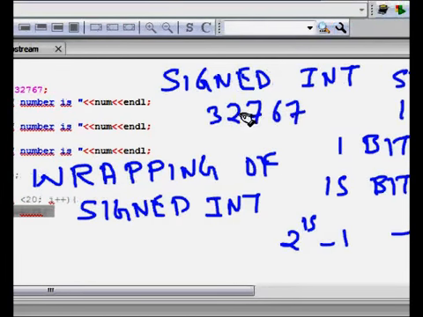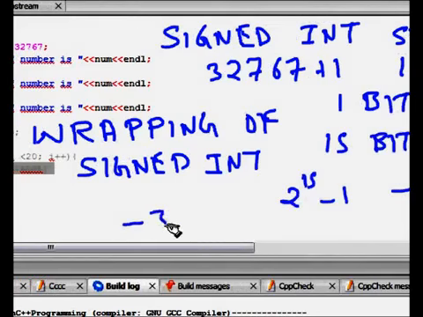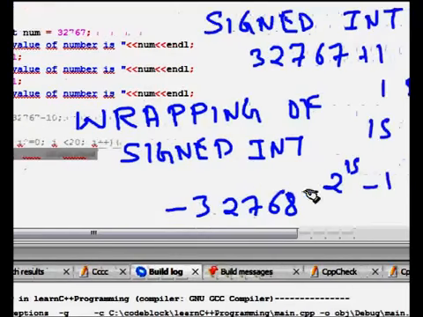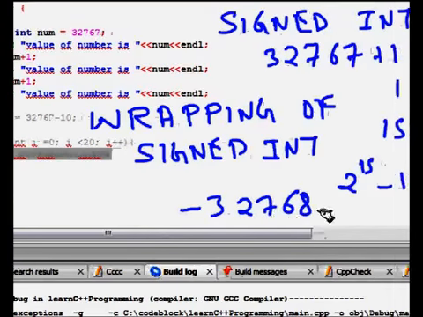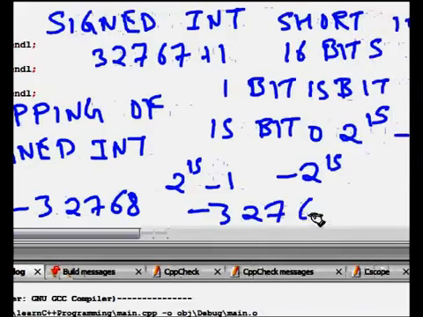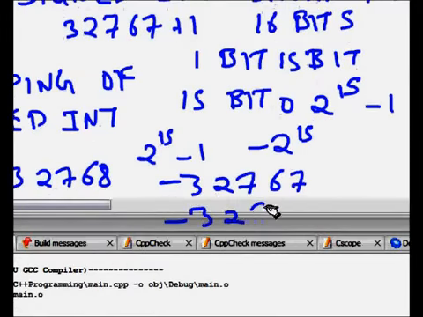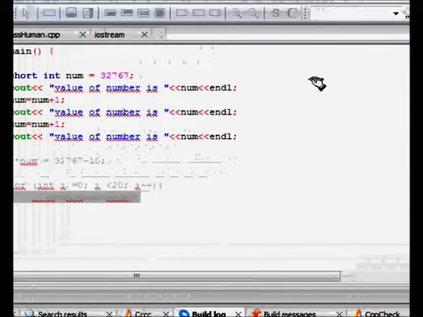So if it is 32767, the maximum positive value, and you increment plus 1 to it, it will overflow, wrap around, and become minus 32768. Then if you increment it further, it will keep on moving, and it will become minus 32767, minus 32766, etc. This is explained very well with the help of a clock.